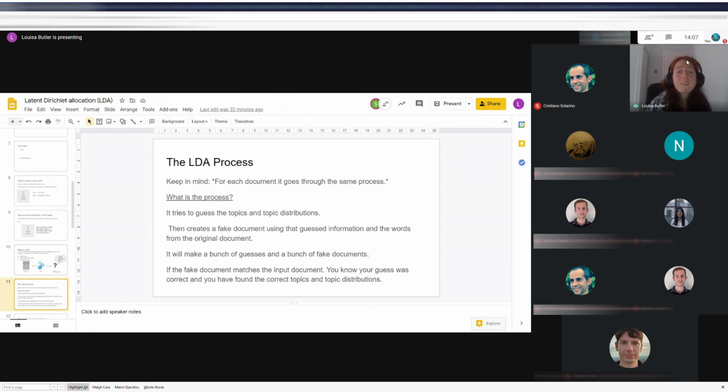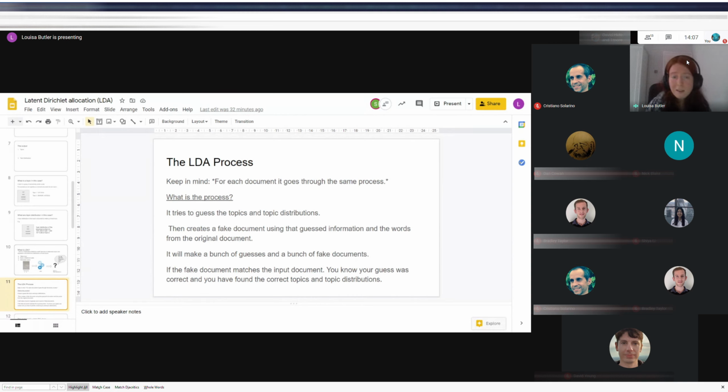Essentially, LDA tries to guess what the topics and the topic distributions could be. It makes a guess at sticking a bunch of words into topic categories, and it makes a guess at how those topics would make up the document. So it might guess, like we did earlier, that cat and dog go into topic 1, and that the topic distribution might be 50-50. It will make a bunch of those guesses.